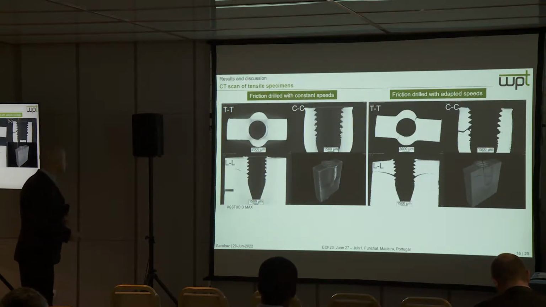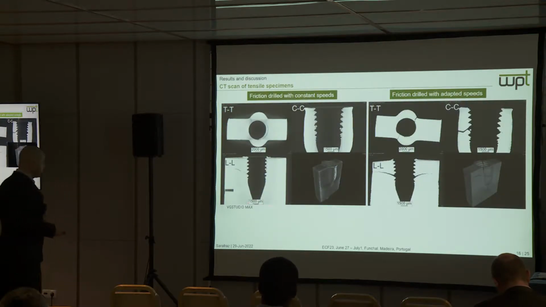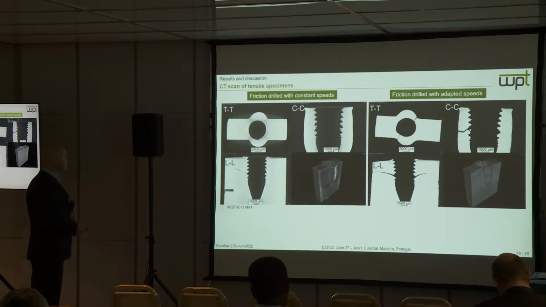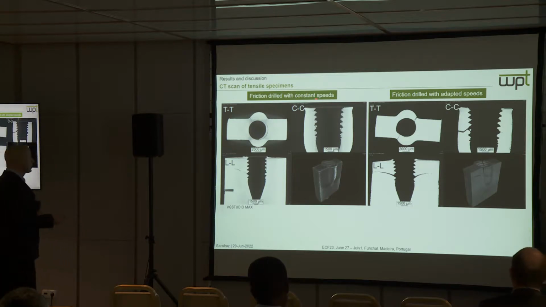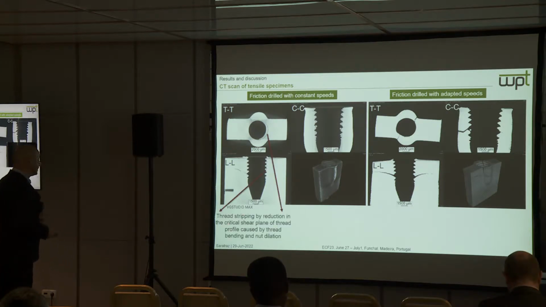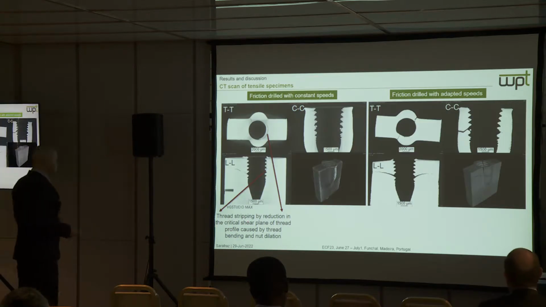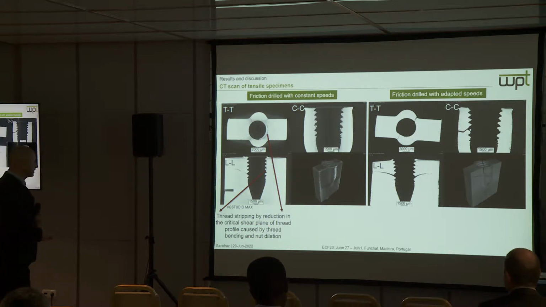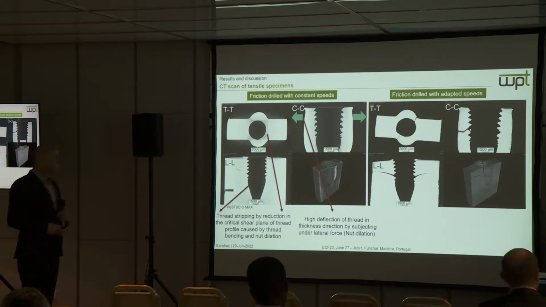Here we can see the CT scan after fracture by the tensile test. With constant speed, we can observe thread stripping here and here, caused by a reduction in the critical shear plane of the thread profile due to thread bending and not dilation.